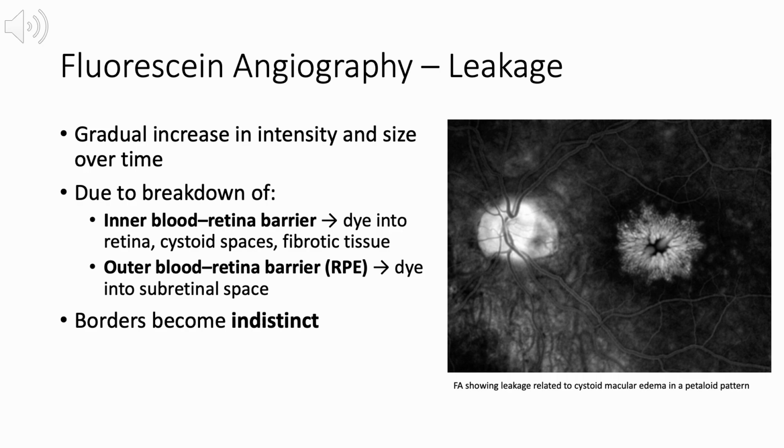The accompanying angiographic image demonstrates these features in a clinical context. The image shows fluorescein leakage associated with cystoid macular edema, producing a characteristic petaloid pattern as dye accumulates within the cystoid spaces of the macula.